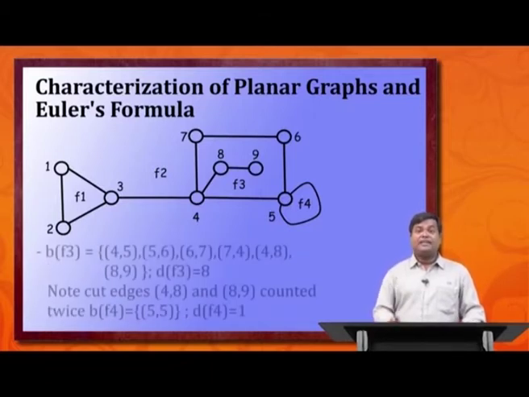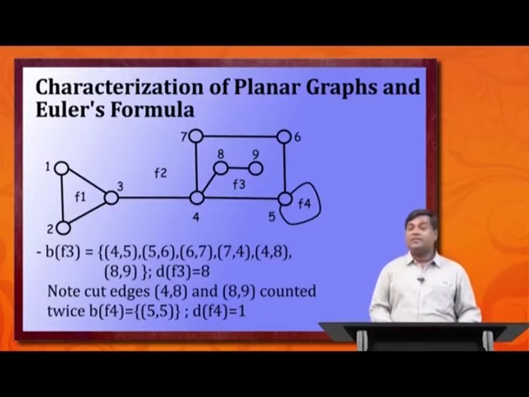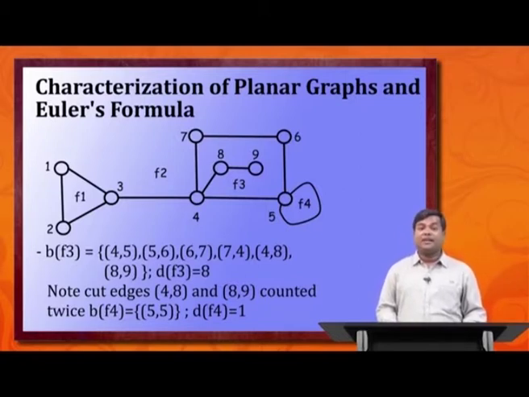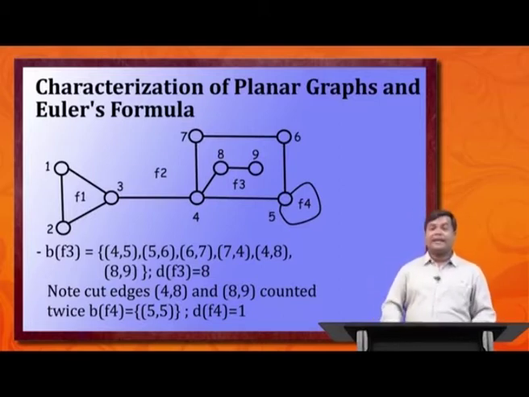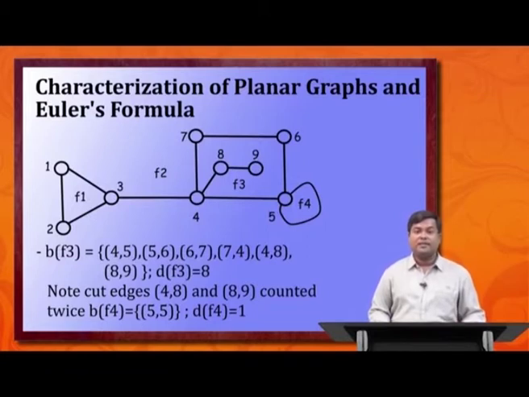Now if we see the third phase F3, there also we have edges 4-5, 5-6, 6-7, 7-4, 4-8, 8-9, 1, 2, 3, 4, 5, 6, total 6 edges. Now out of these 6 edges, 4-8 and 8-9 are the cut edges. So we said cut edges need to be counted twice, therefore the total degree of this boundary is 8, because 4-8 and 8-9 are counted twice.